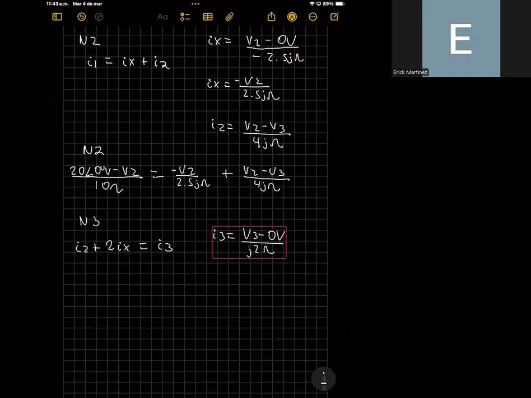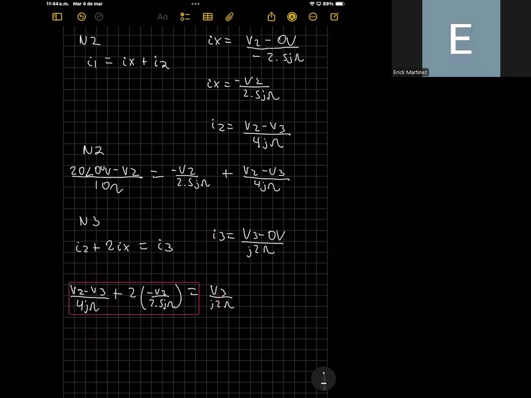So now we can substitute all the values of the currents into this expression. So here we have V2 minus V3, this is the value of I2, divided by 4 times J ohms, plus 2 times Ix. And Ix is minus V2 divided by 2.5 J ohms. And this should be equal to I3, and we can see that I3 is equal to V3 divided by J2 ohms. Okay?